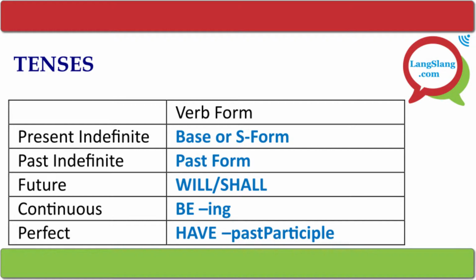In the same way, if it is present perfect, you will be using the present form of the have, that is have or has. If it is past perfect, you will be using the past form of the have, that is had.